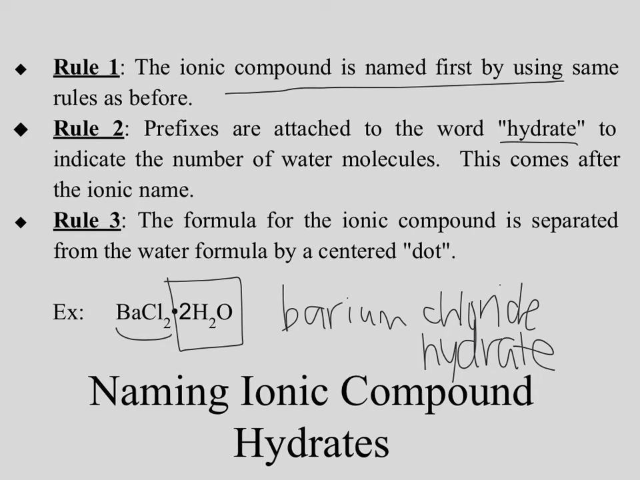It's kind of like it's hydrated. And a prefix is given to represent the number of water molecules attached. The prefixes for this are going to be the same prefixes that we used for covalent compounds. So this would be dihydrate. The full name for this ionic compound hydrate is barium chloride dihydrate.